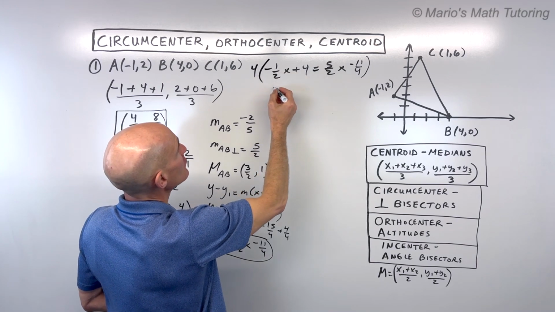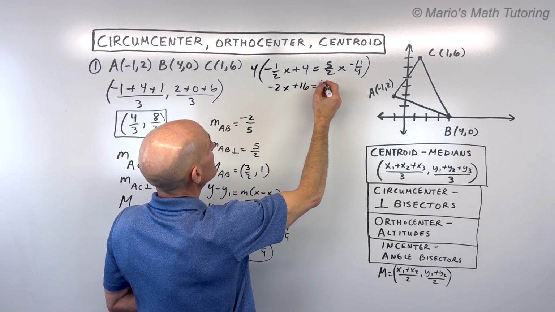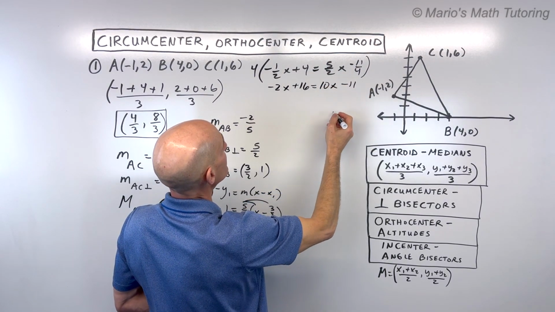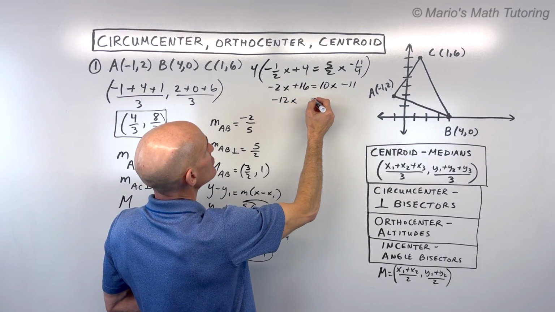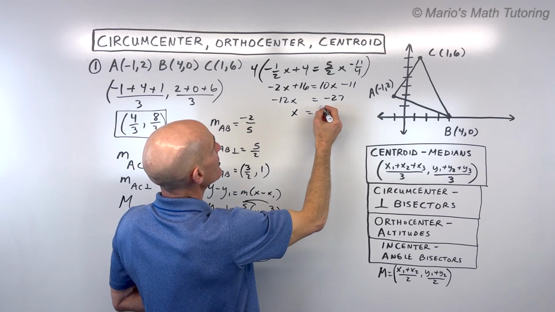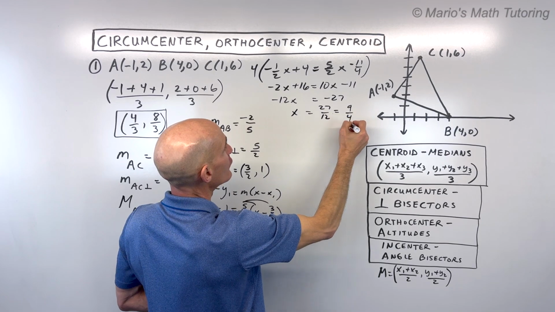So 4 times negative 1/2 is negative 2x plus 16 equals 20 over 2, which is 10x minus 11. Let's subtract 10x from both sides. Let's subtract 16 from both sides. Let's divide by negative 12. That comes out to 27/12, which reduces down to 9/4.